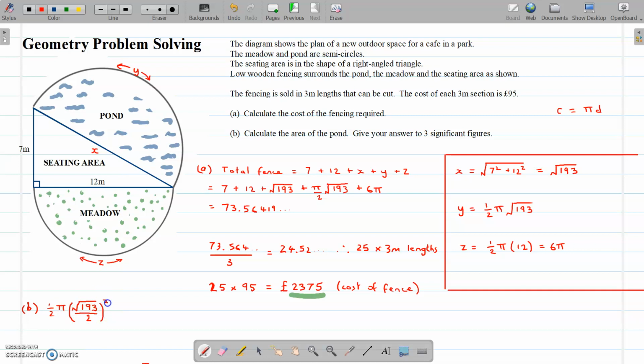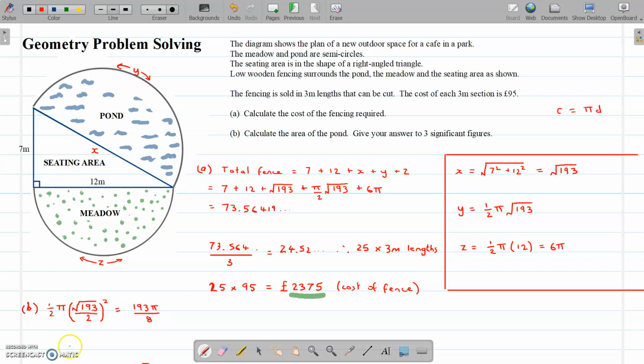Now if you square something with a root in it, you cancel the square root out, so you get, and then there's the 2, and this 2 has to be squared as well because it's inside the bracket, so it's a half of pi times 193 over 4, which is 193 over 8 pi, or 193 pi over 8. That's exact, you see. That's the exact answer.